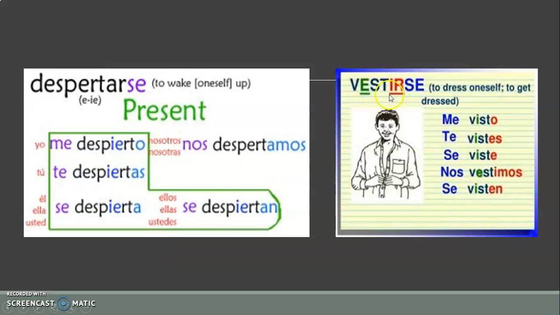Okay? And it's the same for vestirse. Vestirse is a stem changing verb as well, because instead of me vesto, we say me visto. The stem changes. Okay? However, when we use nosotros and we say nosotros nos vestimos, it stays the same. We don't say nos vistimos. Okay? You're going to have to play that back so that you can understand.